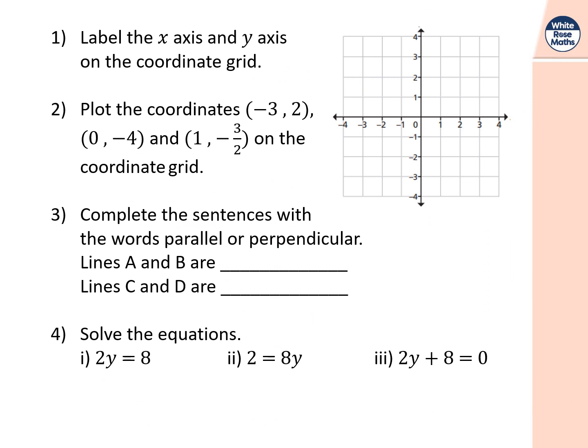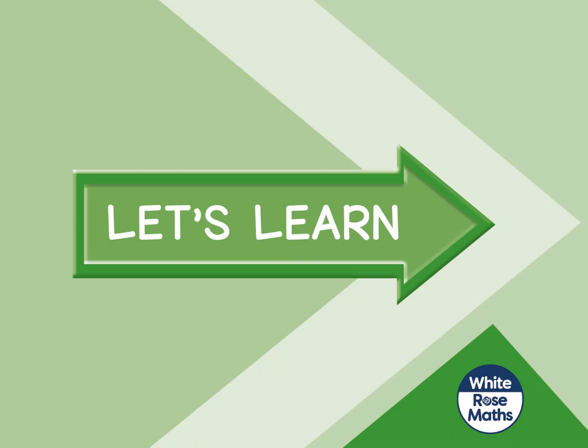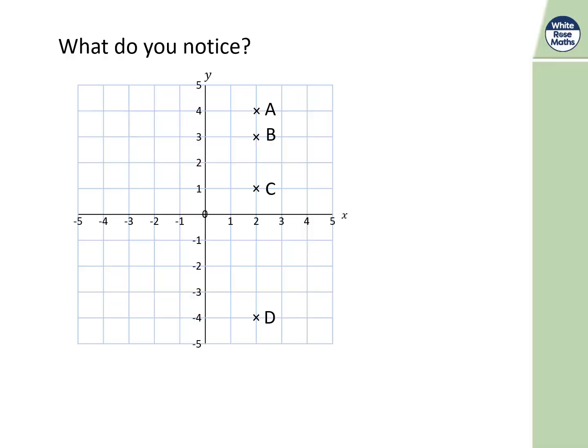White Rose Maths answers, here they are. x and y. They are your three coordinates for question 2. Perpendicular, parallel. For 4 part i, y is equal to 4, for part ii, y is equal to a quarter, and for part iii, y is equal to minus 4. Okay, let's learn.